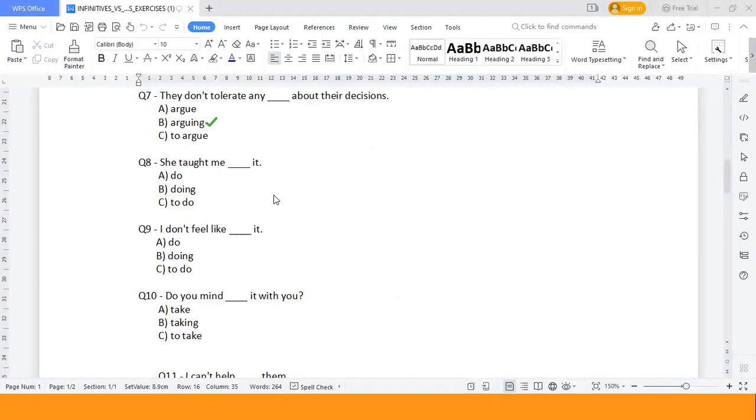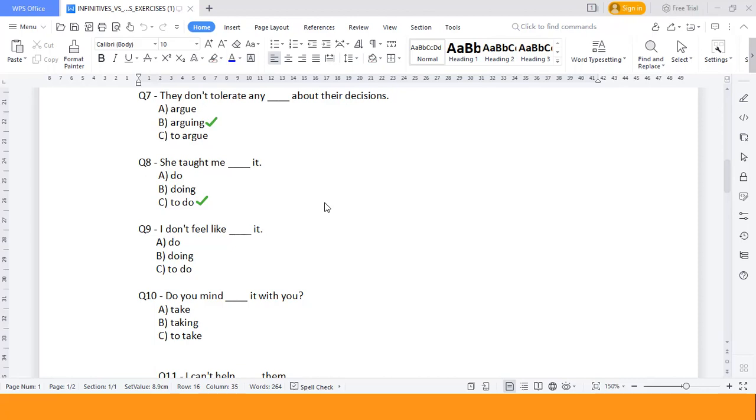She taught me to do it. Right. She taught me to do it. The verb to teach in present is always followed by to. Good. Loreto, please, number 9.